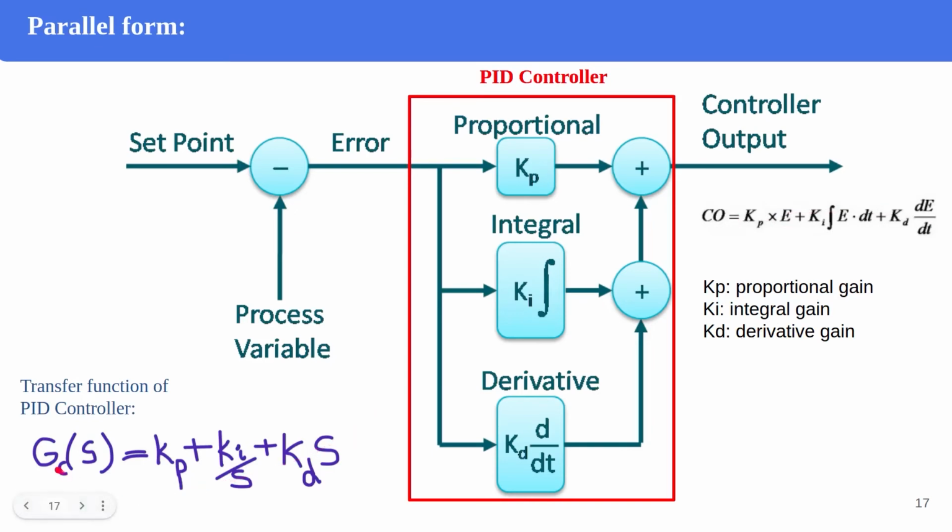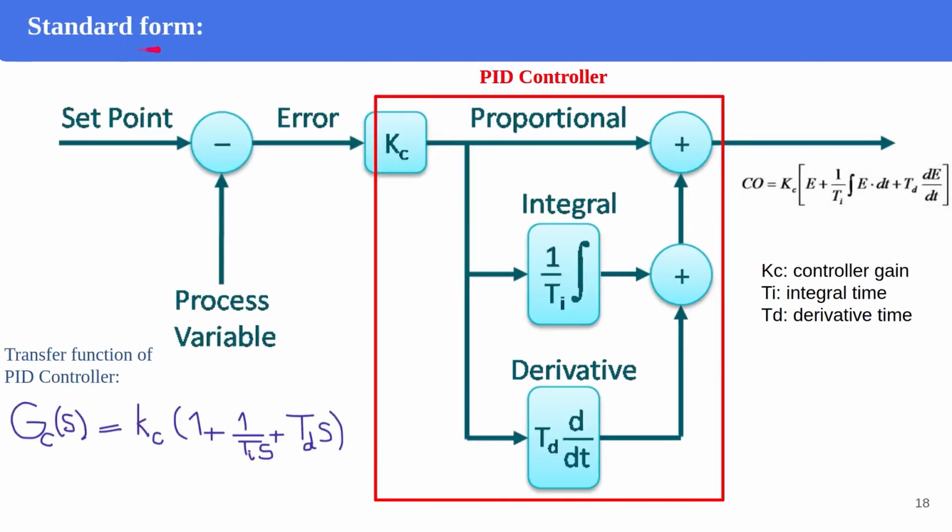We need to have the transfer function Gc(s), which is the sum of these three transfer functions. You see, for the proportional term, the transfer function is Kp. For the integral one, it is Ki over s. And for the derivative, it is Kd multiplied by s. You see, Kp is the proportional gain, Ki is the integral gain, and Kd is the derivative gain.